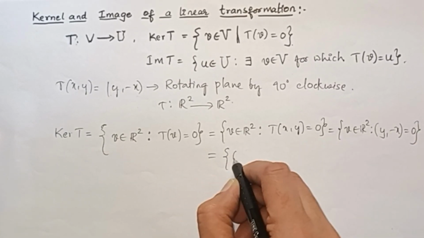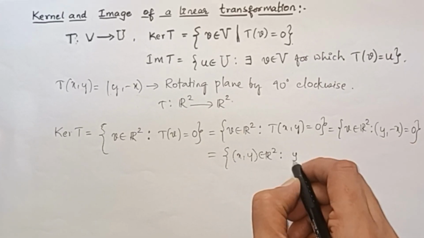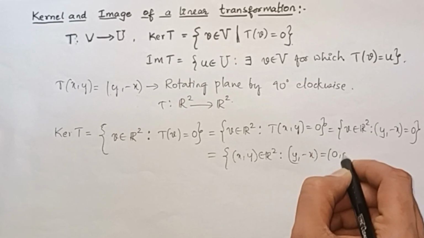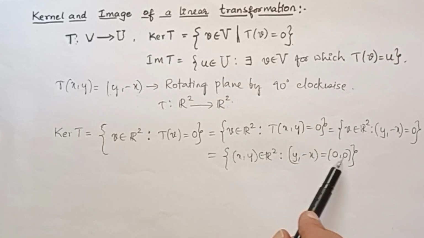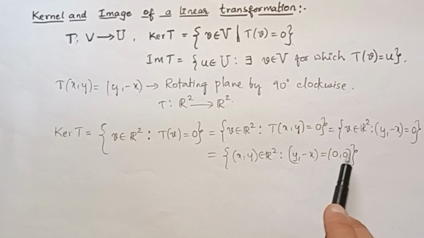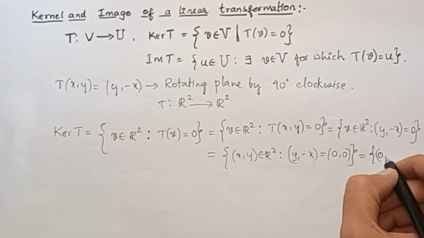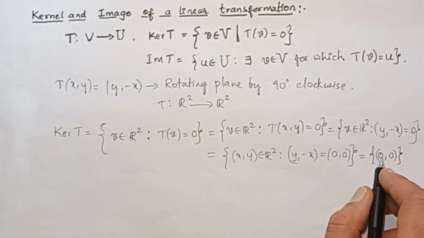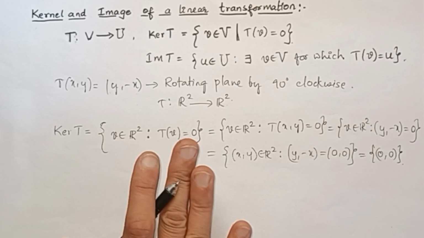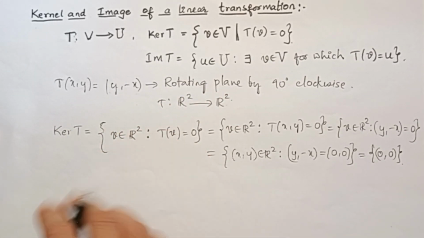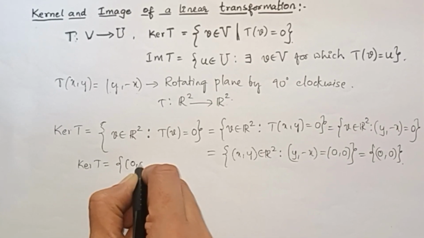Taking v as x comma y belonging to R square such that y comma minus x equal to 0 means 0 comma 0. The 0 of the second vector space is the origin of R square. So y equal to 0, x equal to 0. Only one possibility. Therefore, this gives you the set containing only one element, 0 comma 0. You know that when you rotate a plane by 90-degree, only the 0 vector goes to 0. No other vector goes to 0. Therefore, kernel of T equal to the set containing 0.